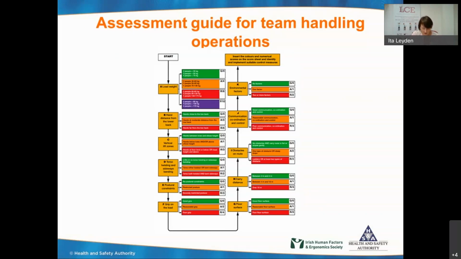So the first thing we're going to look at in terms of a team handling operation is the weight that's being carried and how many people are carrying that weight. We're then going to look at hand distance from the lower back all the way through, following that process flow.